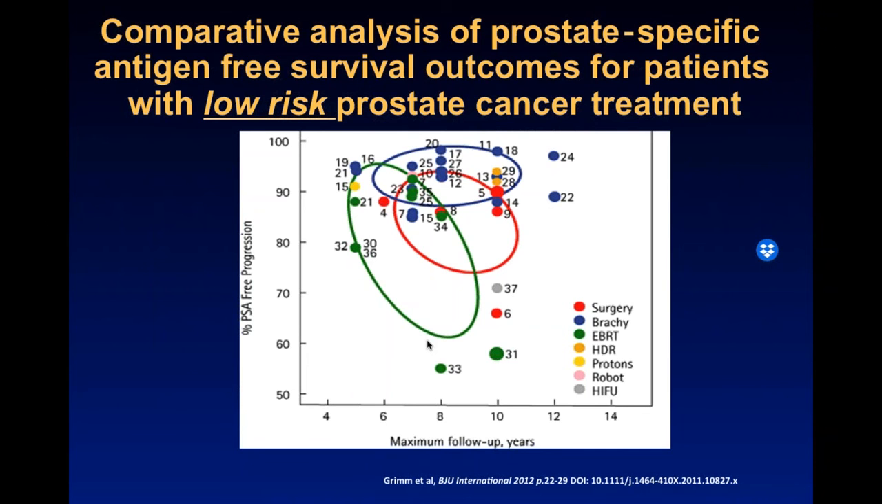And the aim of it is to look at the data that's currently published. Each number you see represents the reference to the publication, and the size of the dot represents the volume of patients that were presented in that publication. Each of the spheroids are then generated to look at percent PSA progression free and the maximum follow-up in terms of number of years. And these studies had to have a minimum of 100 patients. So these are what's been out there.